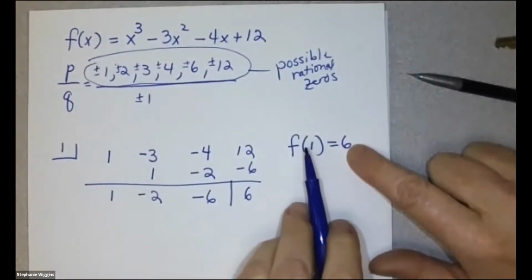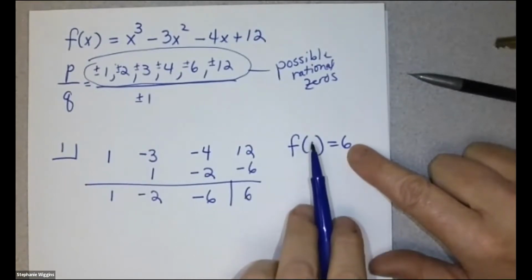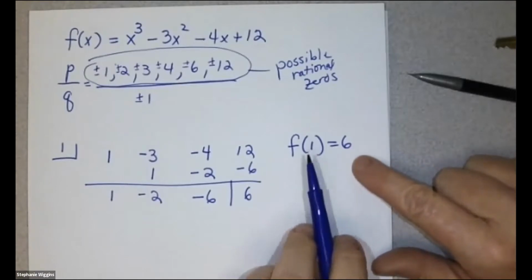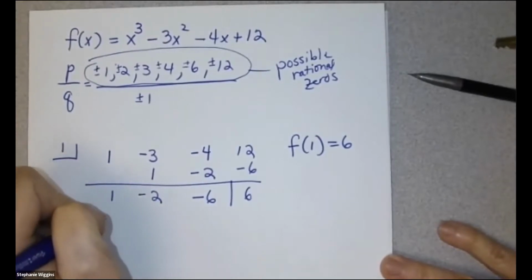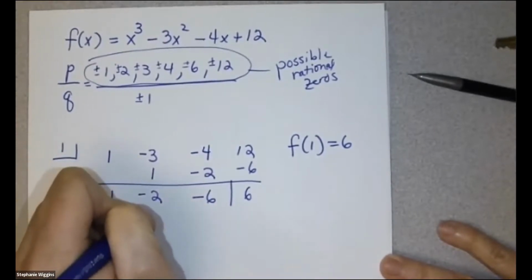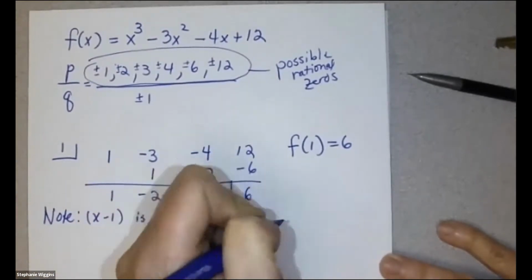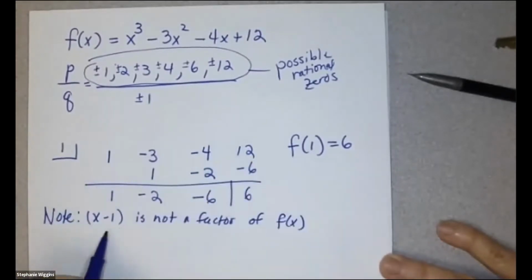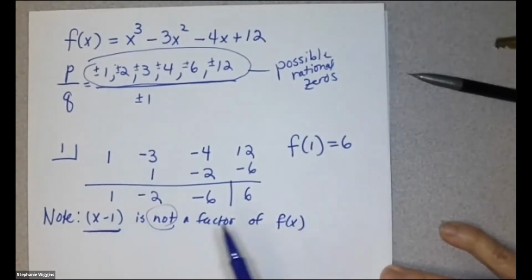In order for 1 to be a 0, this has to be 0, and it's not. It has a remainder of 6, and therefore the factor x minus 1 does not divide evenly. In other words, x minus 1 is not a factor of f of x. If it were a factor, then this would have been 0. But that's okay. We try our next choice in the list.